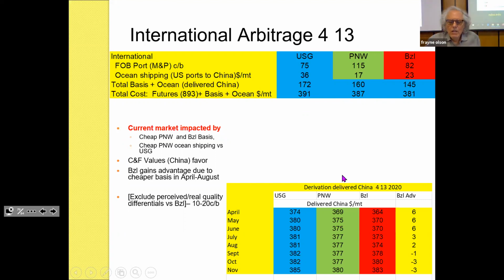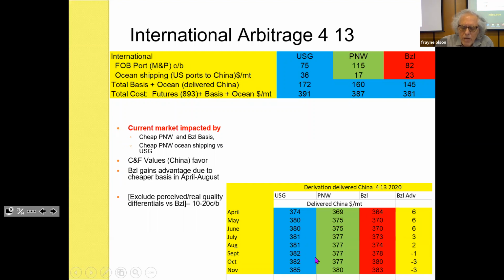Now, if we look forward on the bottom chart down here, here's the same calculation for every month going forward. Same exact calculation. Futures plus FOB basis plus ocean shipping. So now what you see here on the right-hand side, I have the Brazilian advantage. So they have an advantage to the cheapest US origin up until August. But from September, October, November, the US has an advantage.